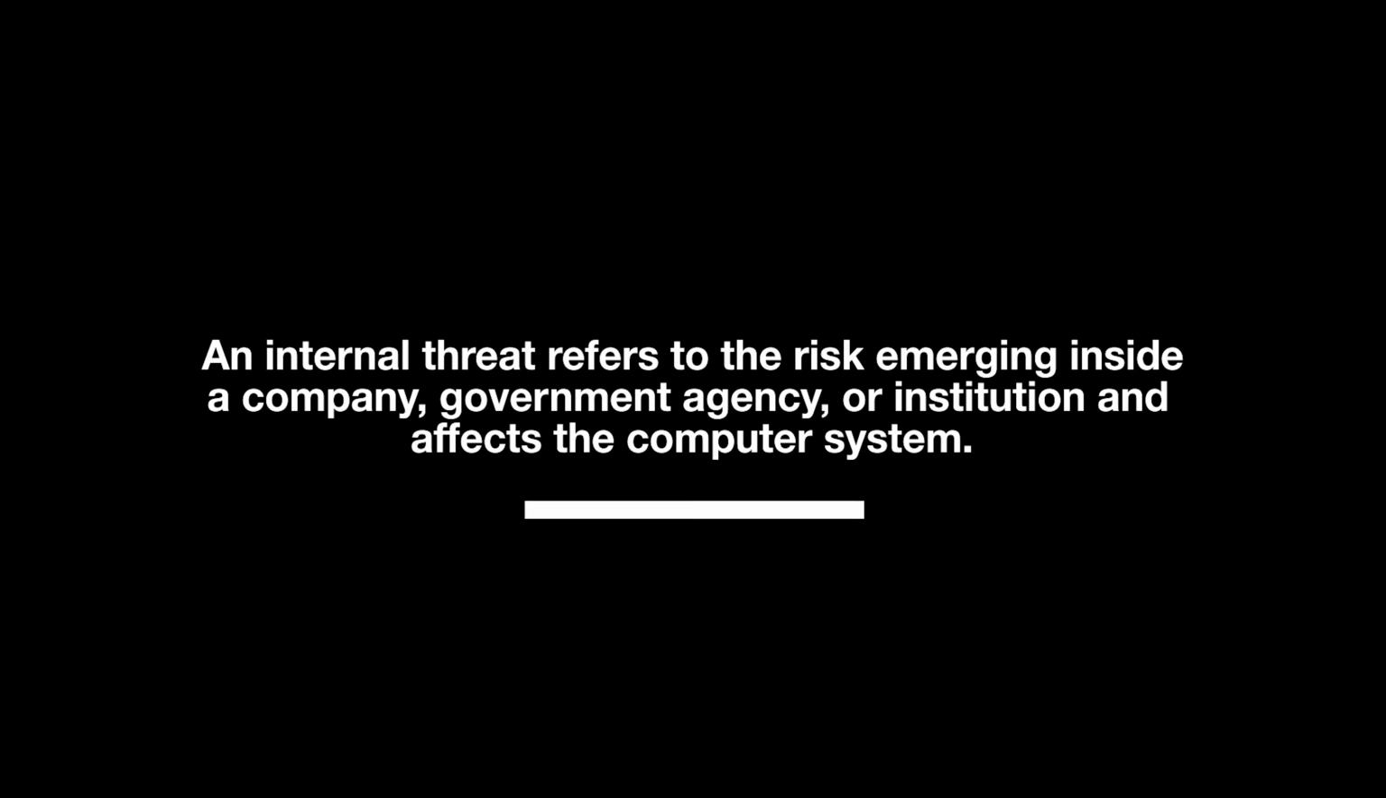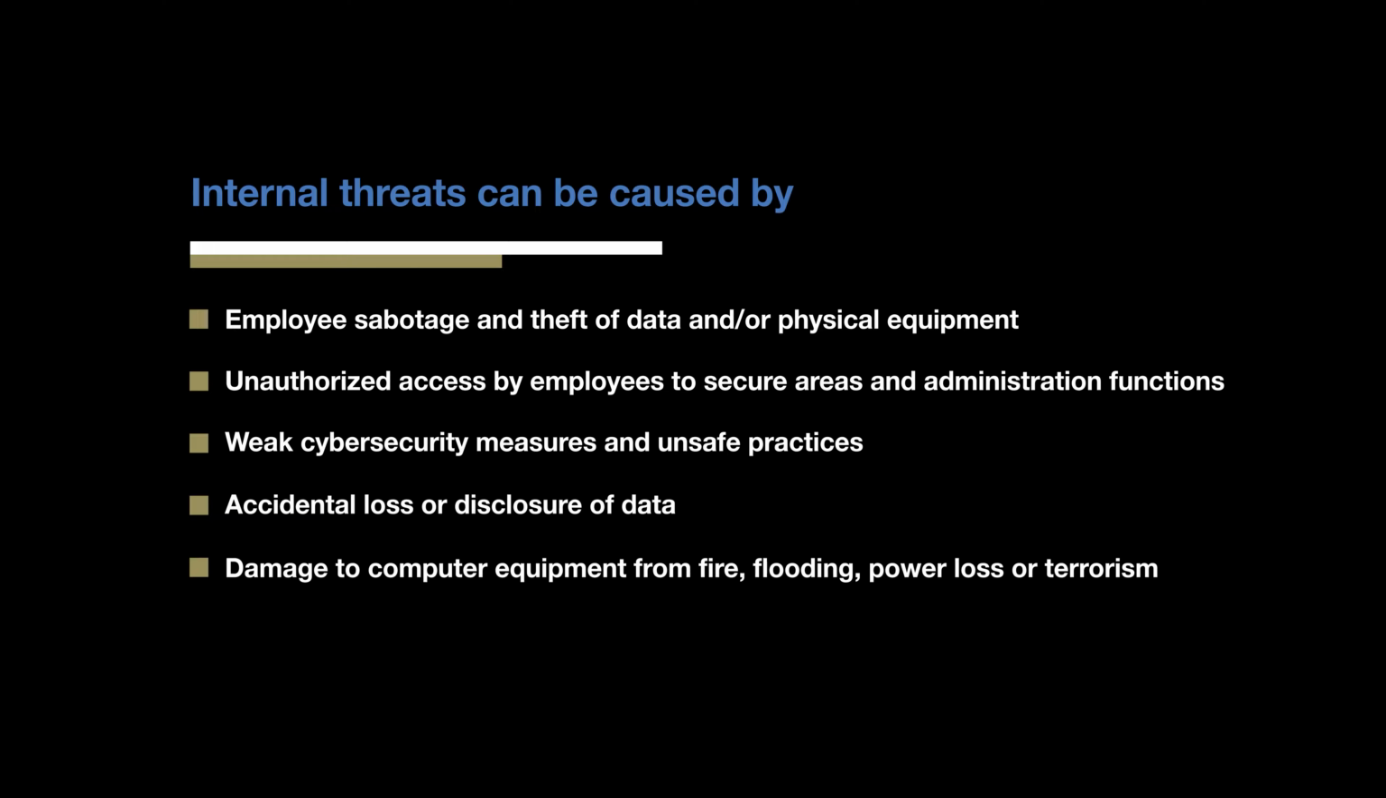In this video, we will learn about internal threats, how to identify them, and their consequences. An internal threat refers to the risk emerging inside a company, government agency, or institution and affects the computer system. Internal threats can be caused by employee sabotage and theft of data and/or physical equipment, unauthorized access by employees to secure areas and administration functions, weak cybersecurity measures and unsafe practices, accidental loss or disclosure of data, and lastly, damage to computer equipment from fire, flooding, power loss, or terrorism.